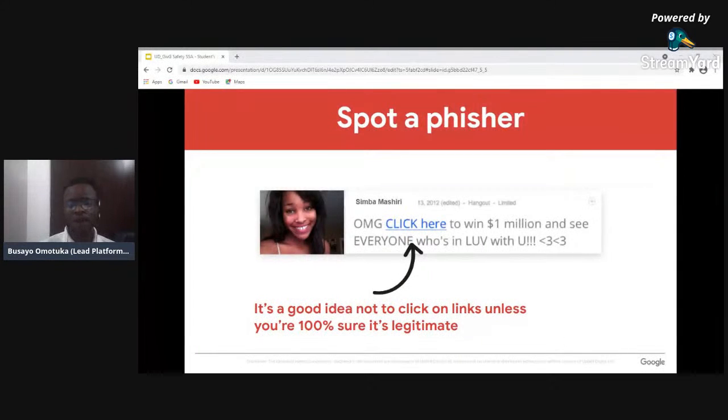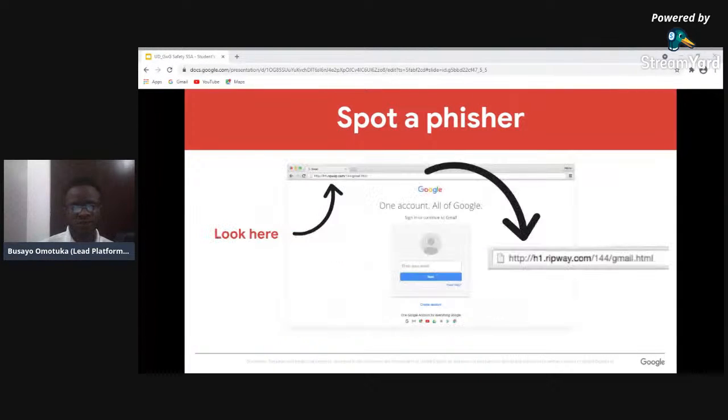So let's go to the next scenario. Looking at this one, it looks like a Gmail, and looking at the body of the mail, we can see that it has Google, and in the address bar, we can see that we have a different web address.